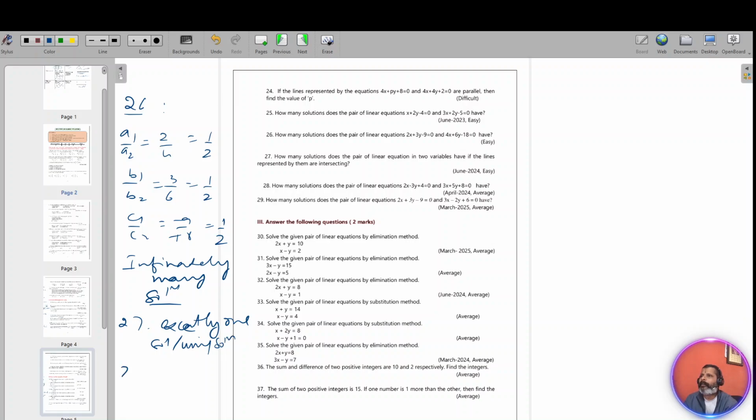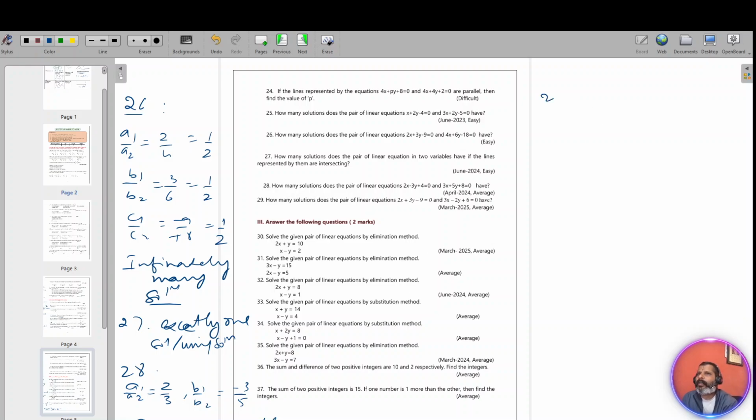How many solutions does the pair of linear equations have? Again, you get the ratios and compare. So A1 by A2 is 2 by 3. B1 by B2 is minus 3 by 5. Both are not equal. We'll say A1 by A2 not equal to B1 by B2. Therefore, exactly one solution.